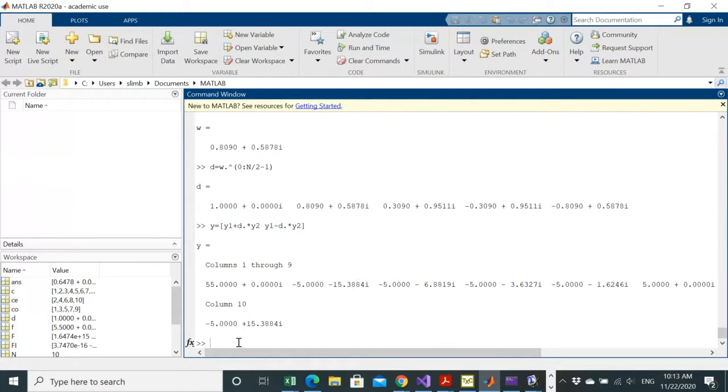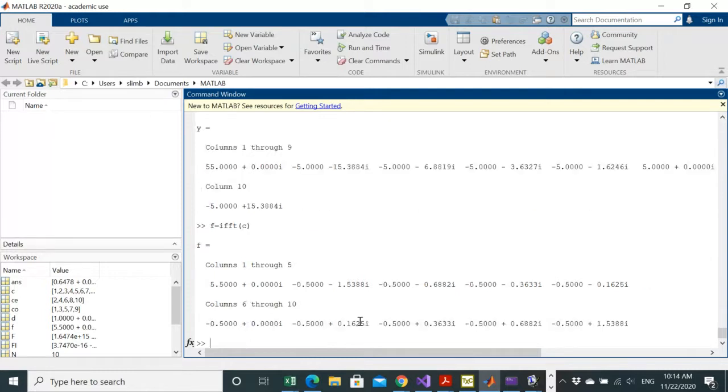In fact, you can verify here. Since I already have C, just out of curiosity, I'm checking whether I could have obtained the same thing if I just applied the inverse fast Fourier transform function to C directly. And you can see that I have exactly the same thing.